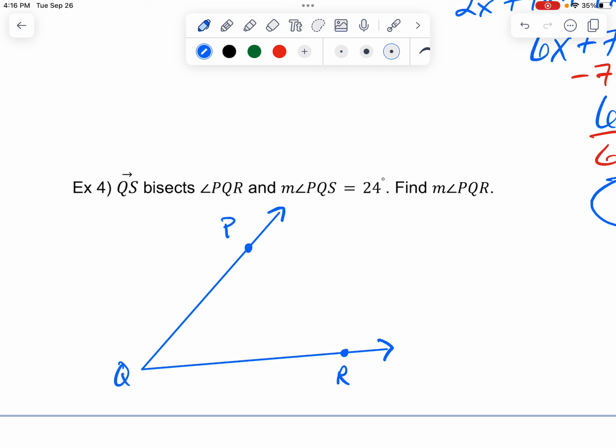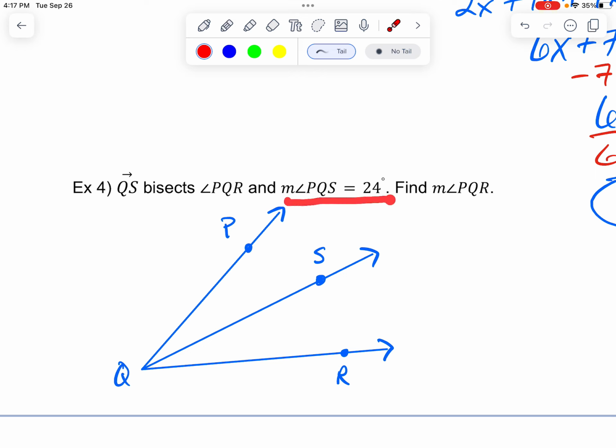And then this tells me that QS is my bisector, so I'm going to just make this as close as I can. Put that point Q up here somewhere. Whoops, I'm sorry, not Q. That's point S. Point S goes here. And then we can start finding some numbers. So we've got the measure of PQS is 24, so PQS is 24. Let's put that in there, 24 degrees.